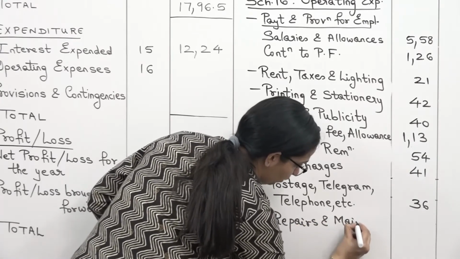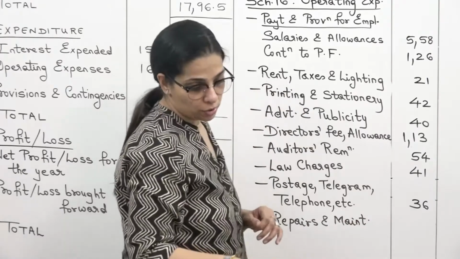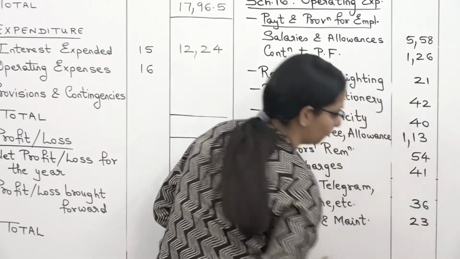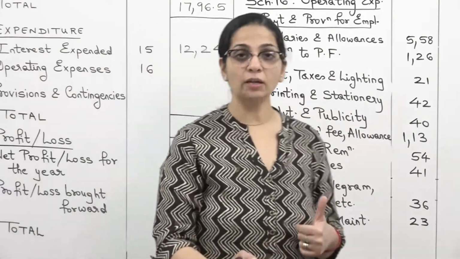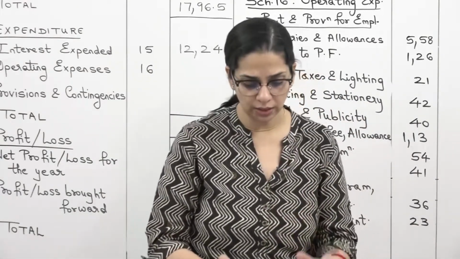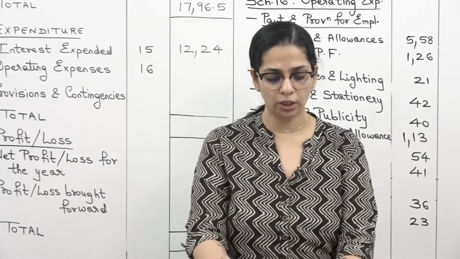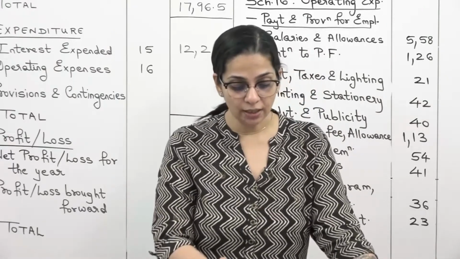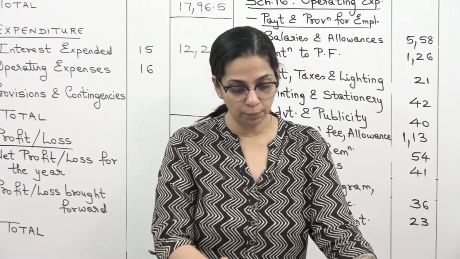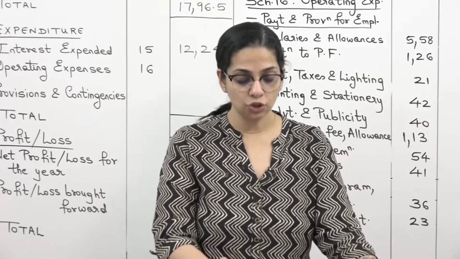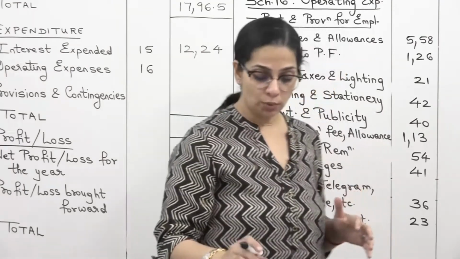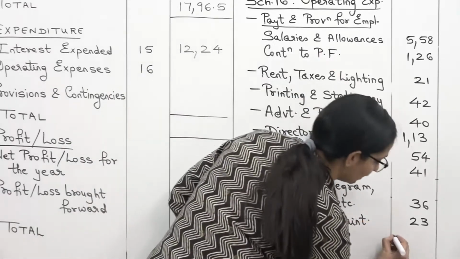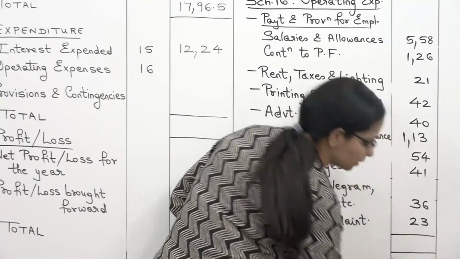Which is also given to us in our trial balance. So repairs and maintenance is 23,000. So let's just give a quick check if we've covered everything in schedule 16 that we marked. Auditors, directors' remuneration, lawyer fees, publicity expense we've taken, salary and allowances, electricity, contribution to PF, printing stationery, repairs and telephone. So we've not missed out on anything over here. So we'll take a total of this and that will be our total operating expenses.